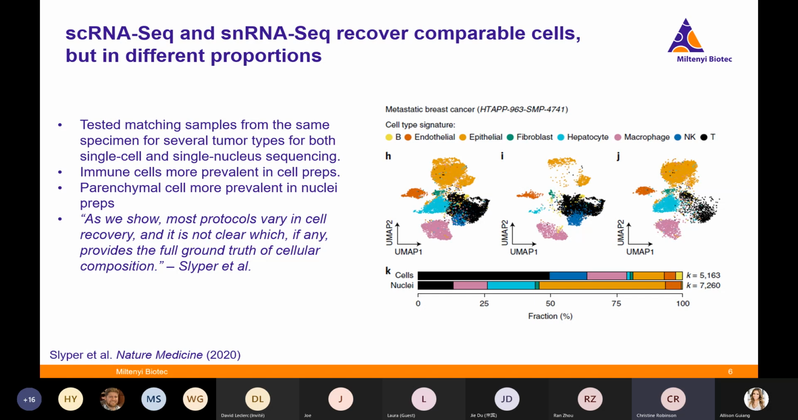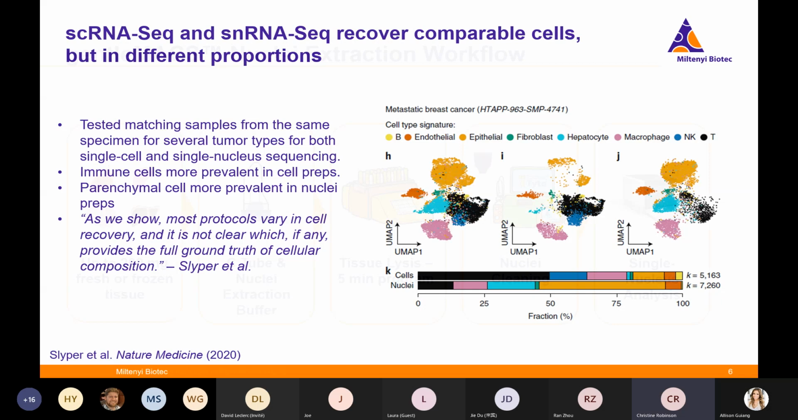A group was comparing single cell and single nucleus sequencing from matching samples for different tumor types. What they saw was that the immune cells were more prevalent in cell preps, and parenchymal cells were more prevalent in nuclei preps. You can see the cell composition mapping in this figure to show the differences in cell types. This is reiterating that we're still learning the best techniques and when to apply them. I really wanted to highlight the importance of knowing what the biases will be when you're analyzing your data.